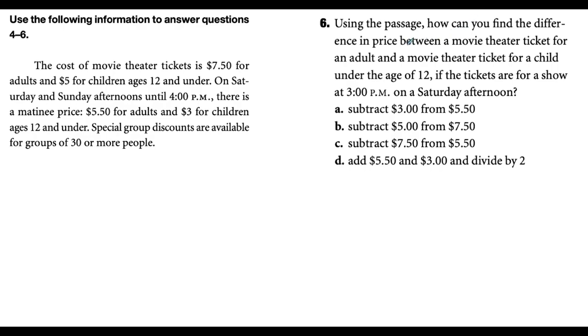So how can you find the difference in price between a movie theater ticket for an adult and a movie theater ticket for a child under the age of 12 if the tickets are for a show at 3 p.m. on a Saturday afternoon? So if it's at 3 p.m. on a Saturday, that means they qualify for the matinee prices. So if we want to find the difference between an adult and a child under the age of 12 movie, what we're going to do is subtract these two. Okay, we want to find out how much cheaper is a kid's ticket, so we would just subtract these two. And this is not what the question is actually asking us for, but it's $2.50 cheaper. So we're going to subtract $3 from $5.50, which is choice A.